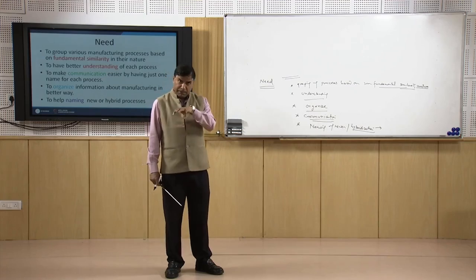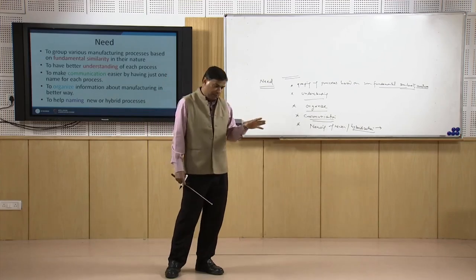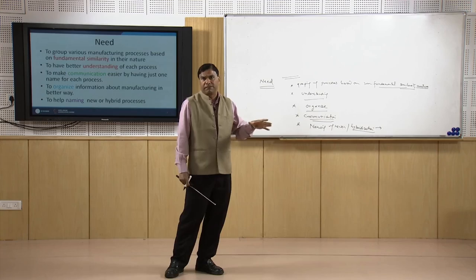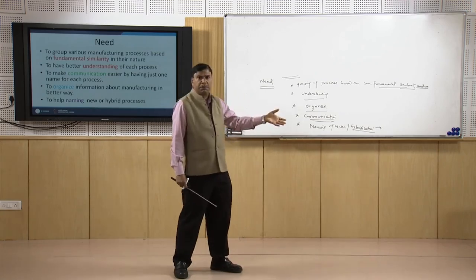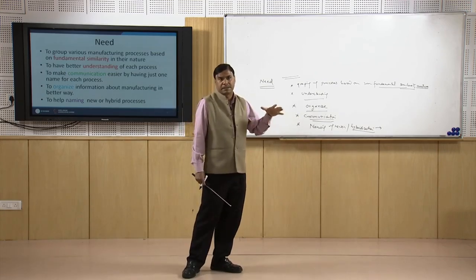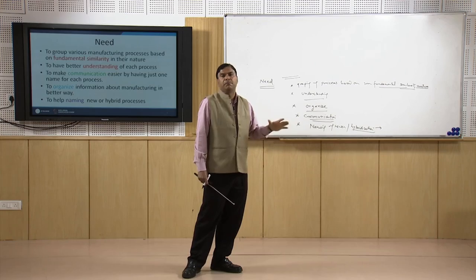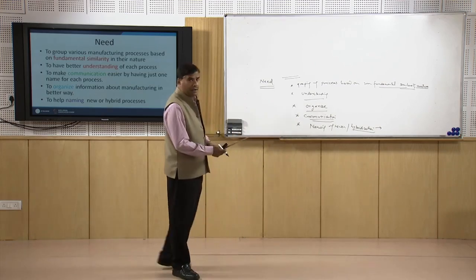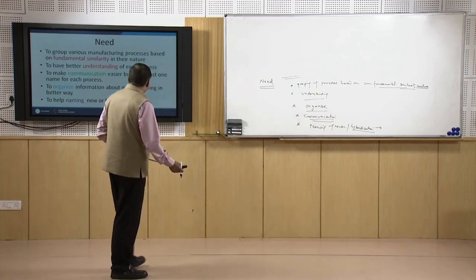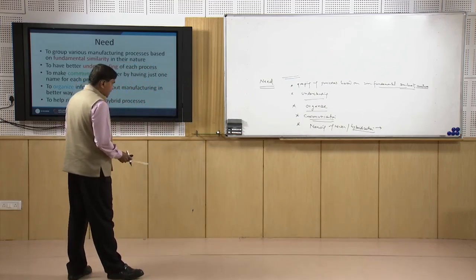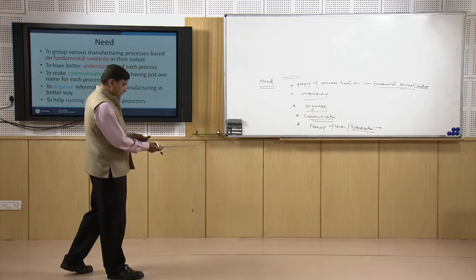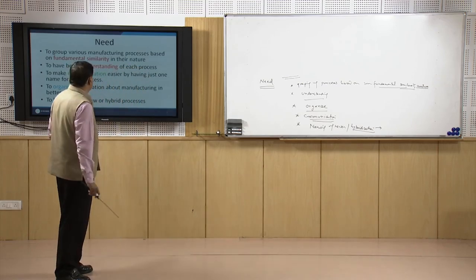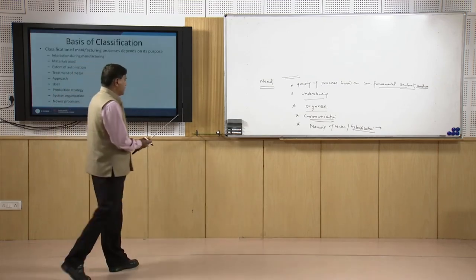In casting, the primary shape will be achieved, machining will help to achieve the desired dimensions and finish, followed by heat treatment, which is another big group of processes where the desired combination of properties will be achieved by altering the structure of the material in the solid state. So, this is what we can say is the purpose or need of classification.